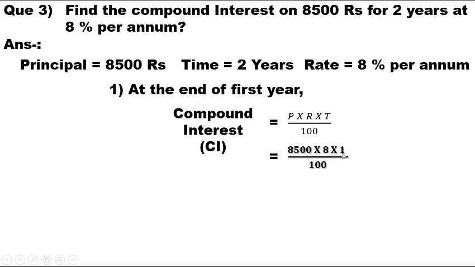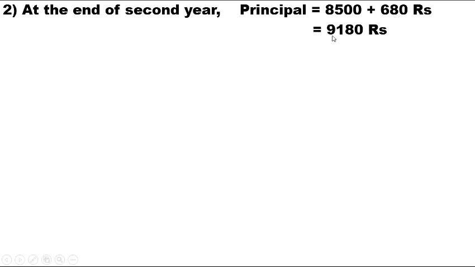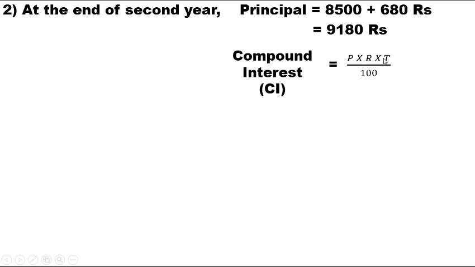First term is equal to 1 year. Means 8500 into 8 into 1 divided by 100. 68,000 divided by 100 is 680 rupees. At the end of the second year, principal is equal to 8500 plus 680 rupees is equal to 9180 rupees. Interest is equal to P into R into T divided by 100.